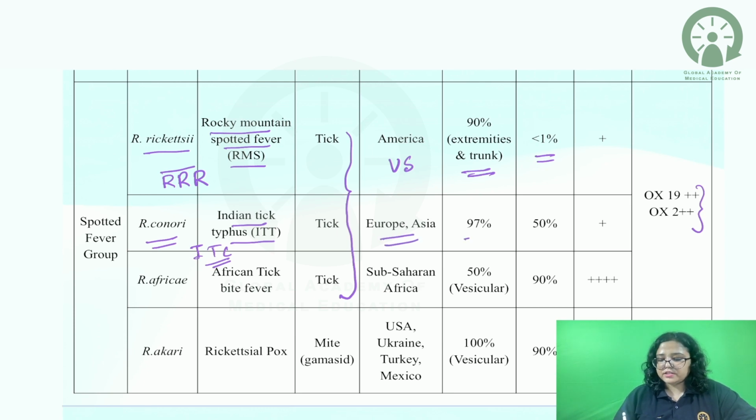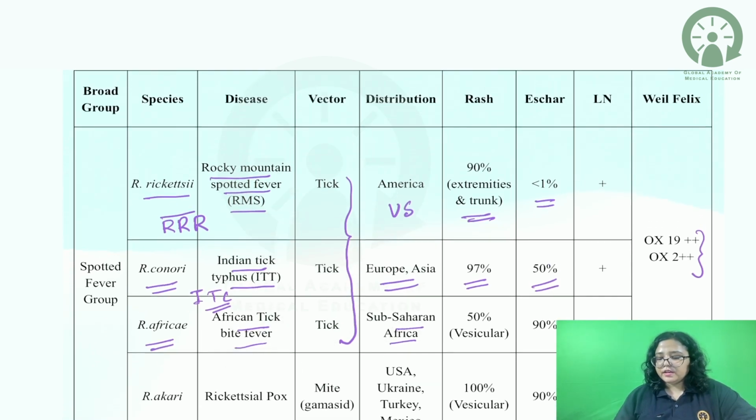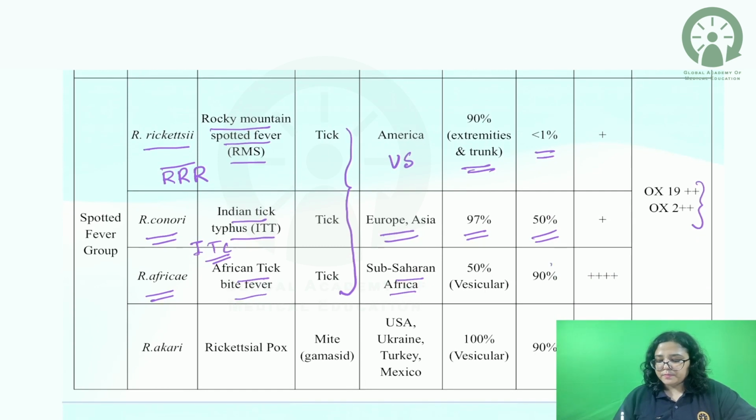Here also there is a rash and there may be an eschar also seen. Eschar is seen at the site of entry of the vector. And lymph node swelling will be there. And both OX19 and OX2 will be agglutinated. In Rickettsia africae, it is African tick bite fever, seen in the sub-Saharan region and not very common in our region. And here the eschar is most prominently seen, in 90%, and another important clinical feature is that the lymph nodes will be highly enlarged, lymphadenopathy.